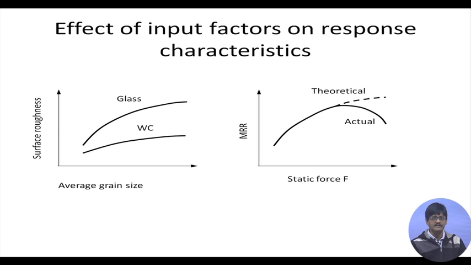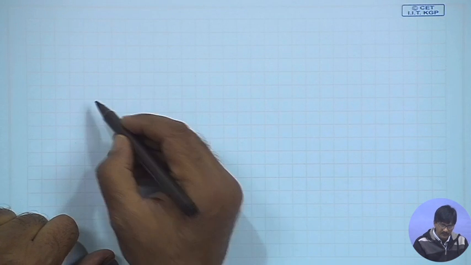with the increase in grain size, the surface roughness is increasing. That means it is becoming more and more rough. However, the effect is more pronounced on glass. So, let us check these two things separately. First of all, why should surface roughness increase with average grain size? For that, let us have a quick look at this particular diagram.